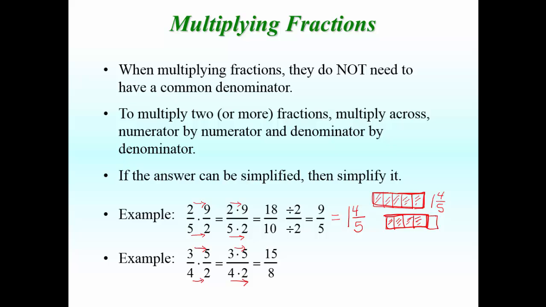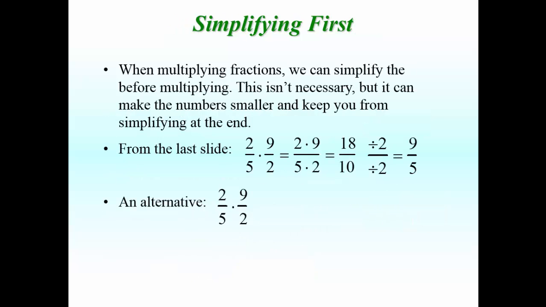And so again, we could do the same thing with 15/8 and show that 8 goes into 15 once with 7 left over. So that's one whole rectangle and 7/8 of another. You could also choose to simplify first. Sometimes when we're multiplying fractions, if we're going to produce very large numbers, it's easier to simplify first.